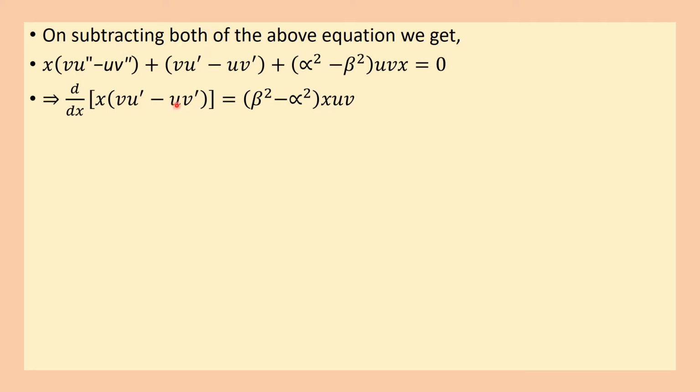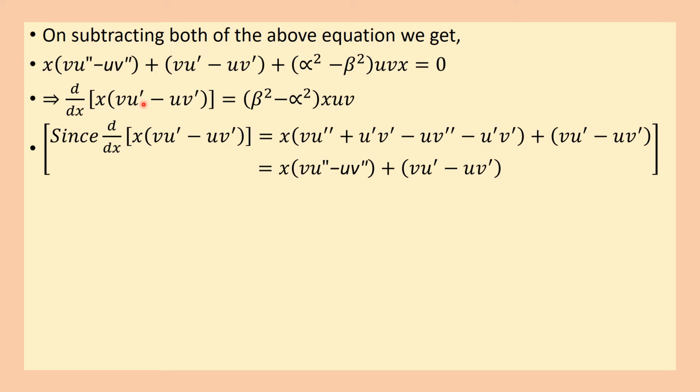We are just thinking in the reverse order of the differentiation. We have the answer of the derivative term here. We just wrote it as d by dx, that is, in the function form. That we can verify by finding d by dx of x into (vu' minus uv'). So we see what this answer is.